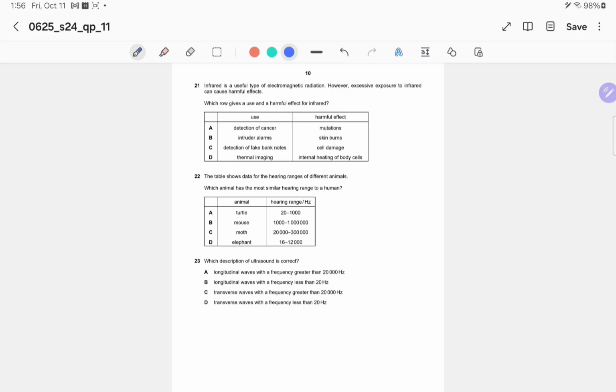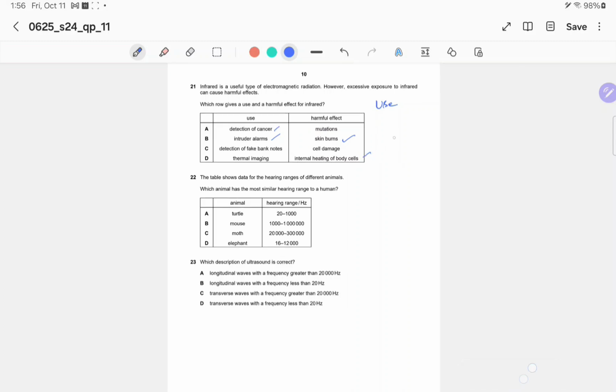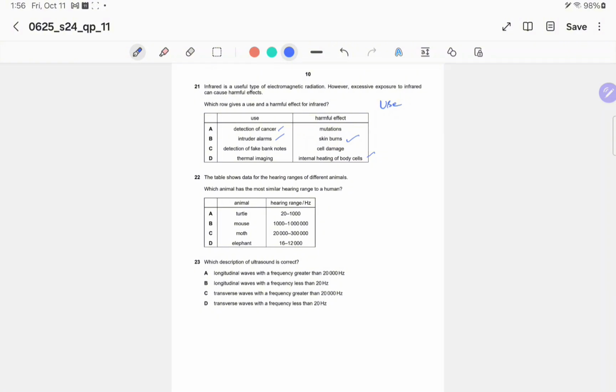The harmful effect is skin burns. Both uses are correct, and skin burn is the negative thing. One more is heat stroke, or heating of the body cells internally. So I think these two match, so we will go for B. It's used in alarms as well as in homes and offices.